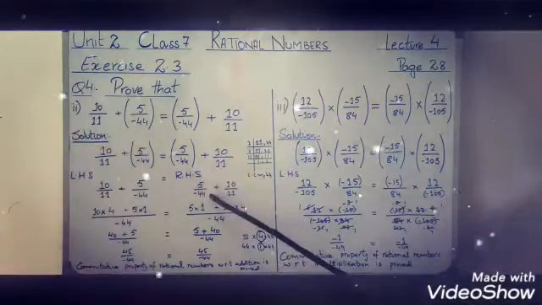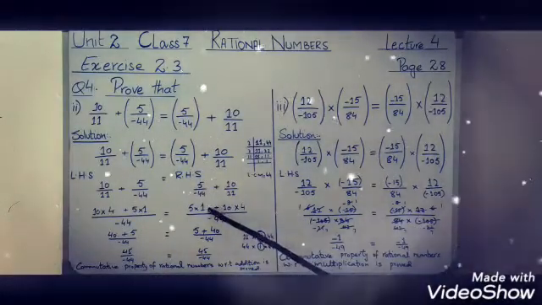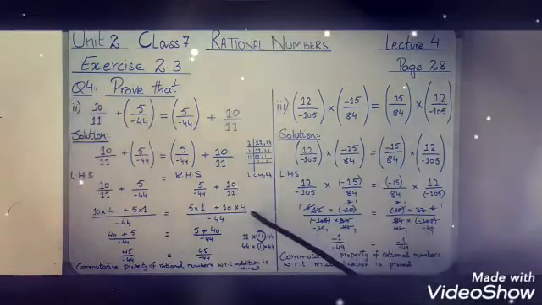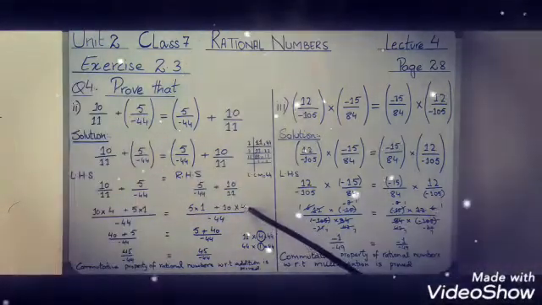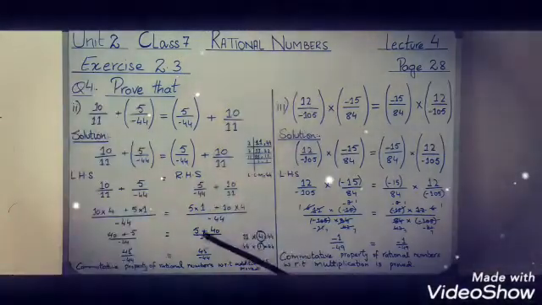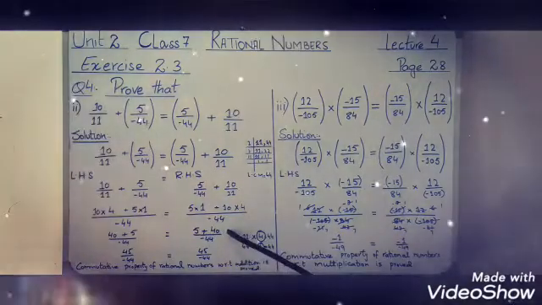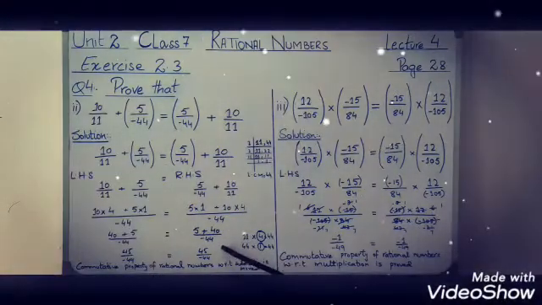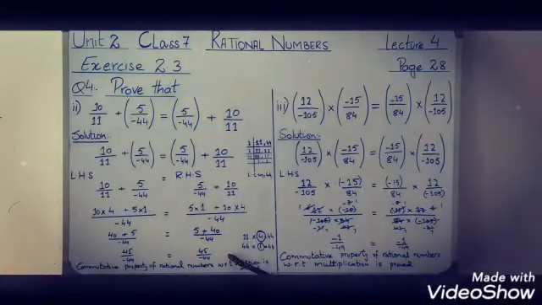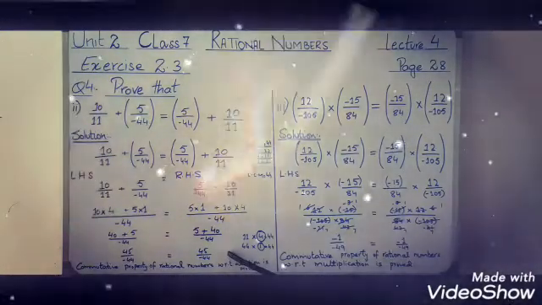Now see, 44, how many times does it go? 1. 11 table, how many times does it go in 44? 4 times, right? So 10 multiplied by 4 is 40. 5 times 1 is 5. So 40 plus 5 is 45 by minus 44. So left hand side is equal to right hand side, proved.